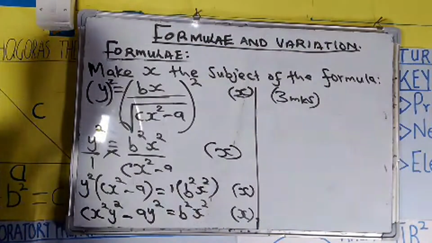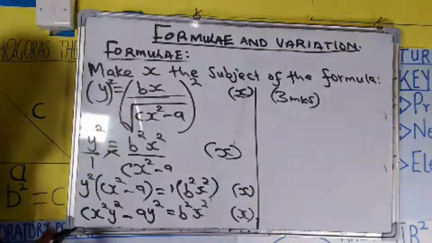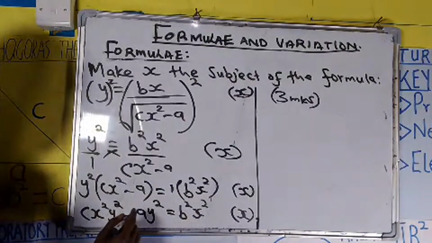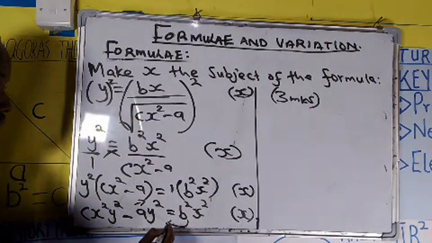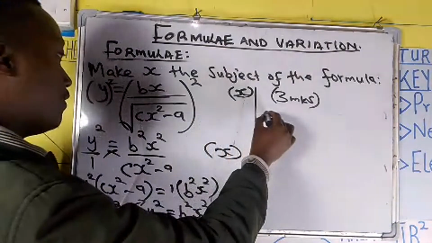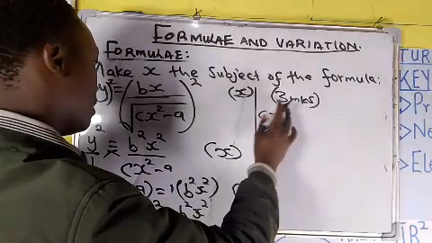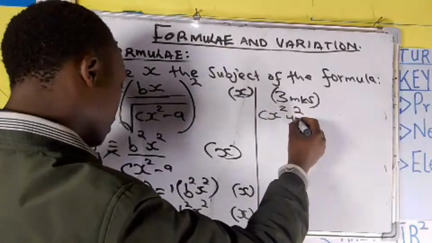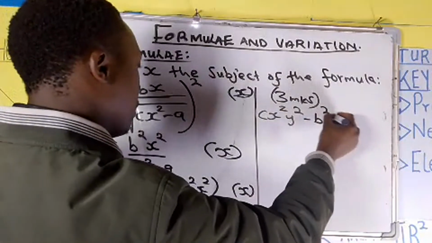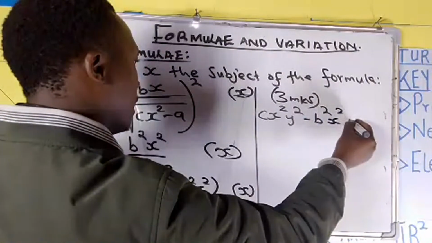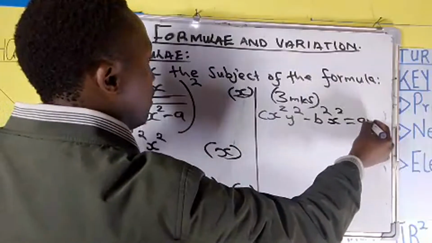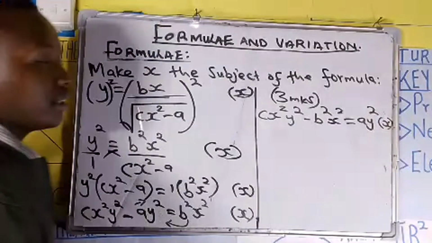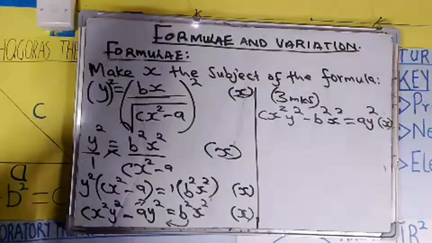We have an x. Kwa hivyo tutaleta zenye ziko na x side moja. Tulete hii huku, nayo hii iende huko. So on the other side we are going to have cx squared y squared minus b squared x squared is equals to ay squared. Na tunataka kumake x the subject. We want to make x the subject of the formula.